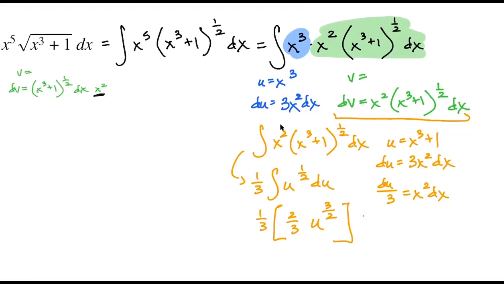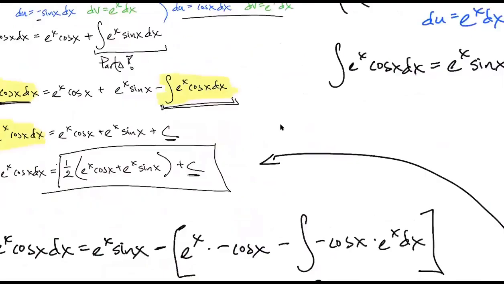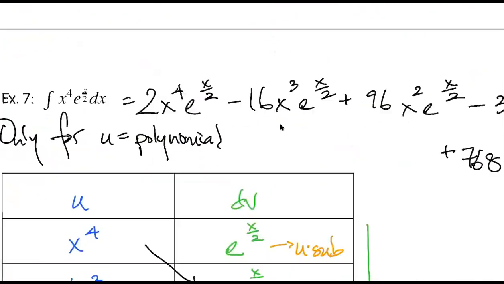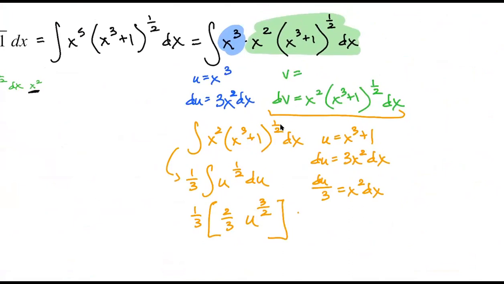Okay, so that is my integral. But the way I've written it, it only has u's, so I want to make sure to put my x's back in. So we could say that this equals 2/9 x cubed plus 1 to the 3/2. That is our v. Okay.